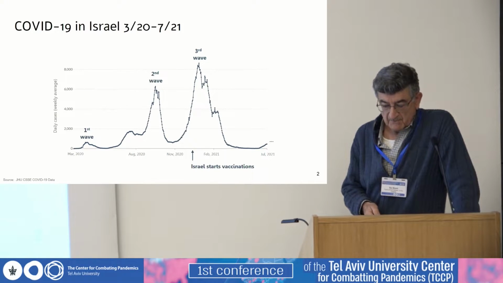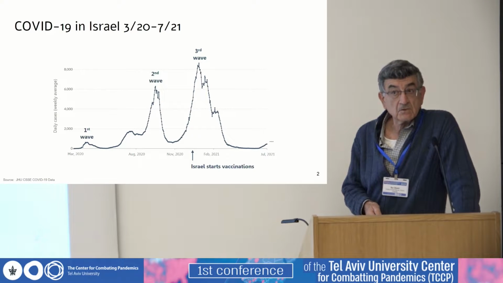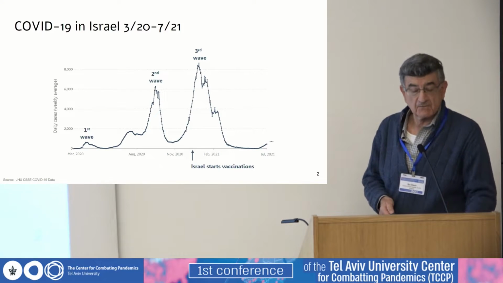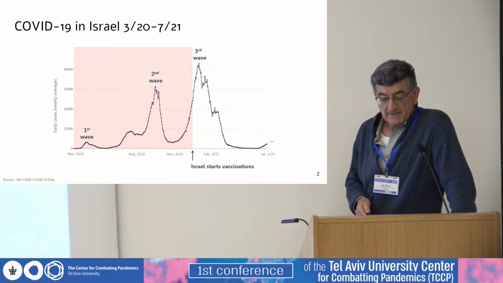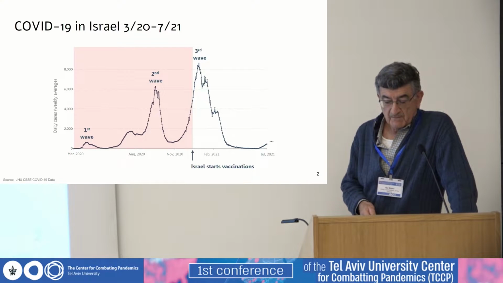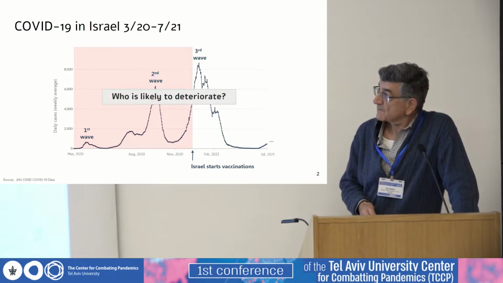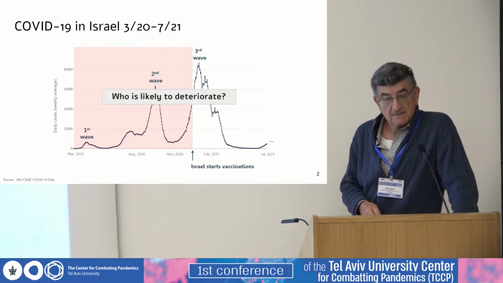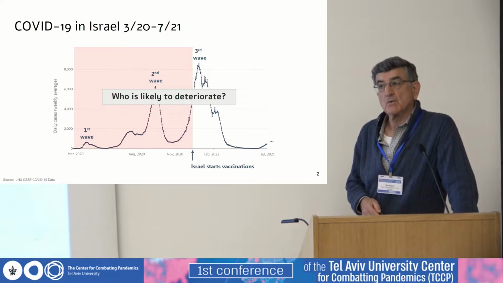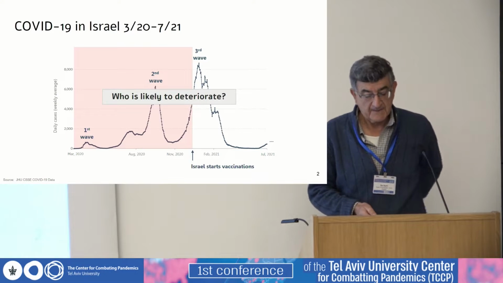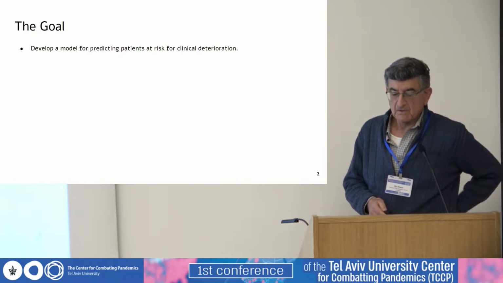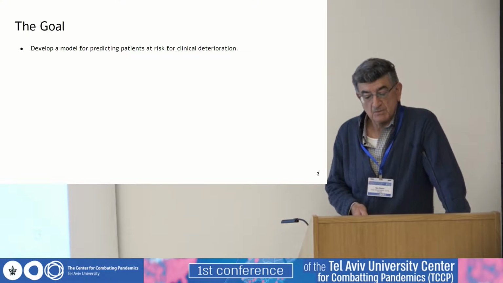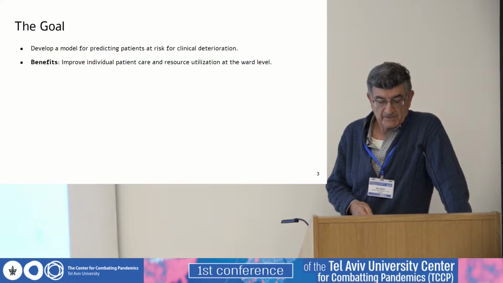The point where vaccinations got into Israel was at the beginning of the third wave, and therefore we looked at data available until the vaccination started. And the question that we asked is, of those patients who are hospitalized, who is likely to deteriorate? So the goal is to develop a model to predict those patients who are at risk for deterioration.